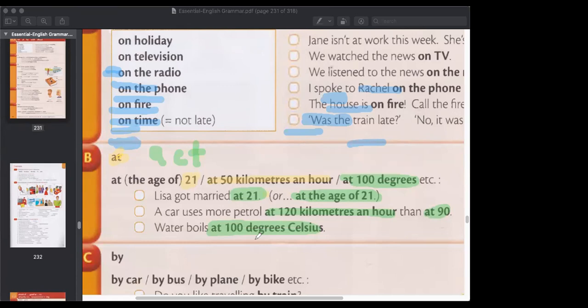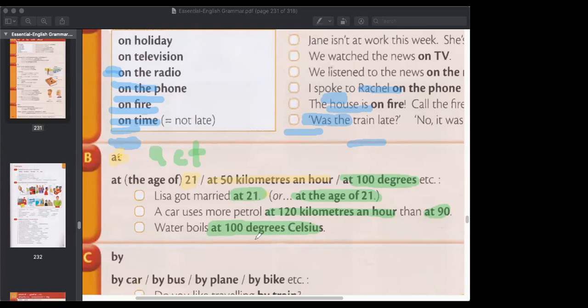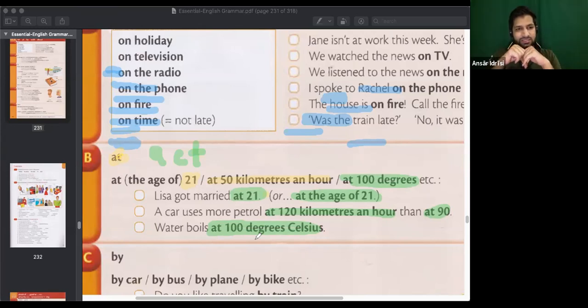He became a cricketer at the age of 20. Very good. She's at the party. I get up at 5:30. Next. I will meet you at 12.